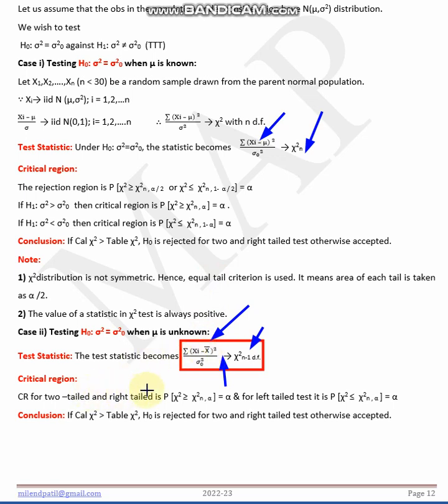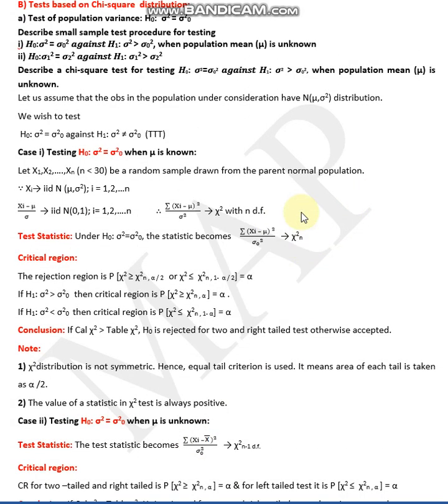So what is my critical region? The critical region for the right-tailed test is probability of chi-square greater than or equal to chi-square n, alpha, equal to alpha, and for the left-tailed test the probability of chi-square is less than or equal to chi-square n, 1 minus alpha, which is equal to alpha. And what is the conclusion? If calculated chi-square is greater than table chi-square, H0 is rejected, otherwise it should be accepted. So this is the first test which is based on the chi-square distribution.